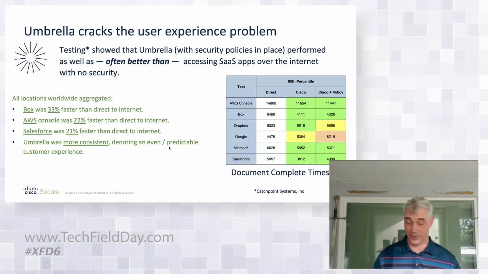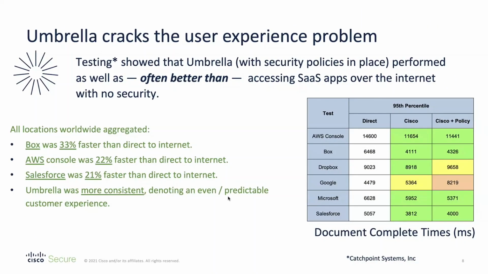What you see here is pretty interesting because it shows you that by going through Umbrella, it's actually faster than if the user tried to go direct, which means they take whatever internet path they would have otherwise taken. So Box, 33% faster. AWS Console, 22%. Salesforce, 21%. And then on top of that, it was way more consistent performance as well, versus just going direct.